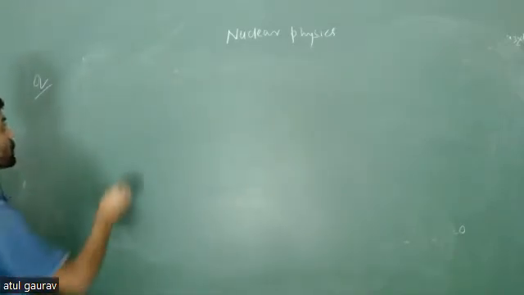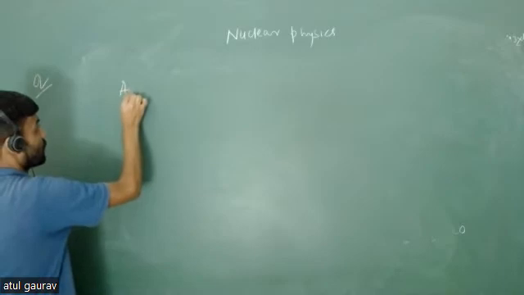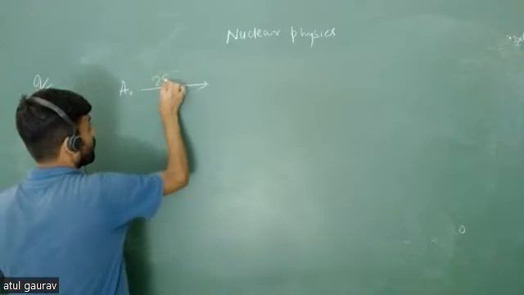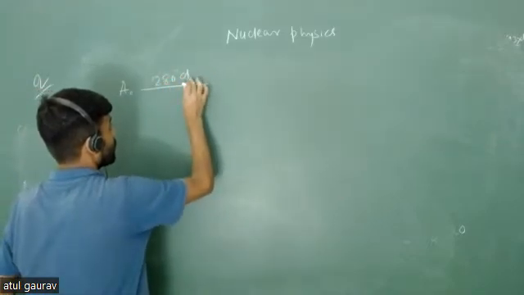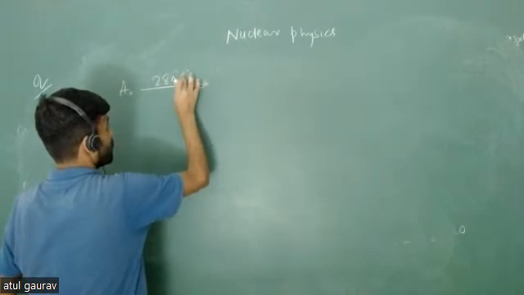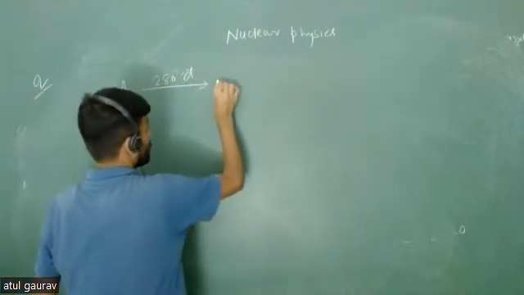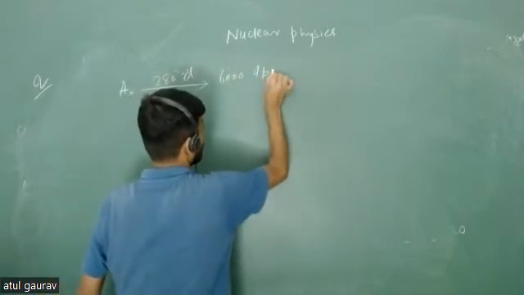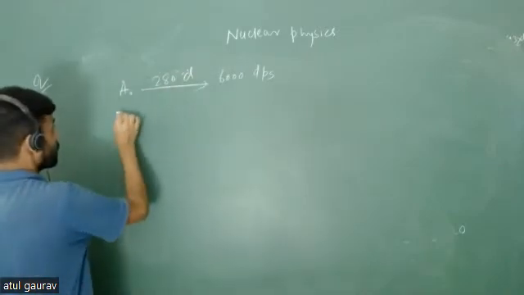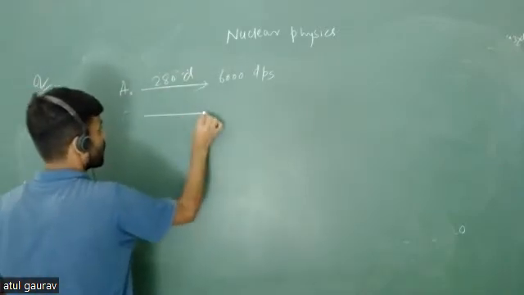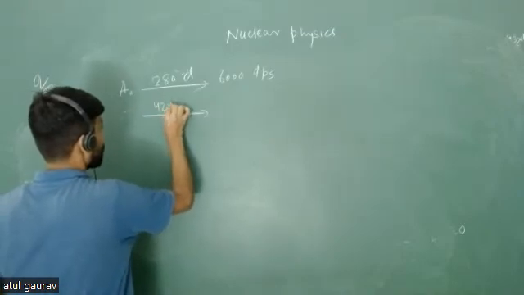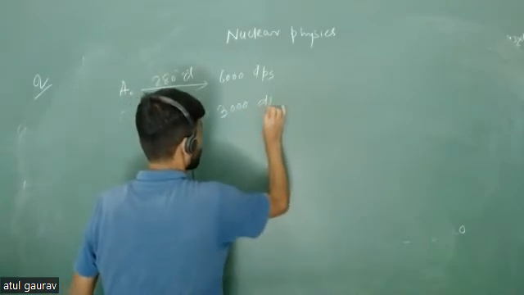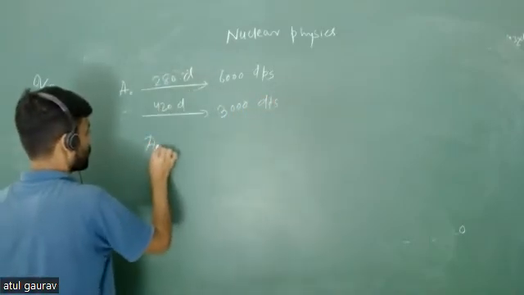Next problem: suppose a sample has an initial activity that is not given. After 280 days, writing D for days, its activity becomes 6000 DPS. And the same sample after 420 days, its activity becomes 3000 DPS. Then what is the initial activity?